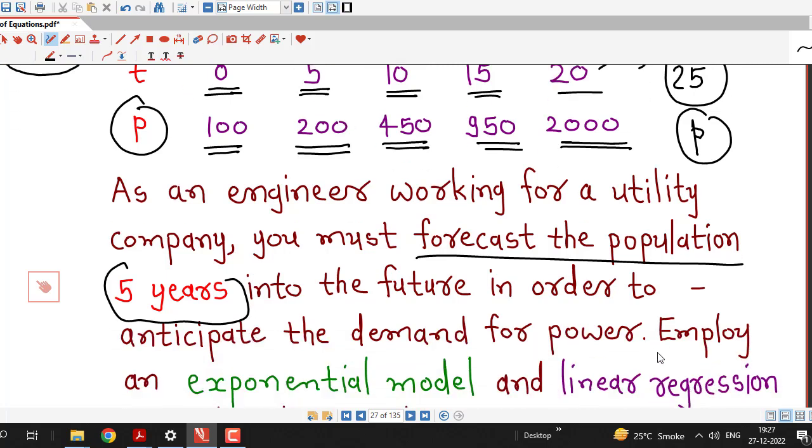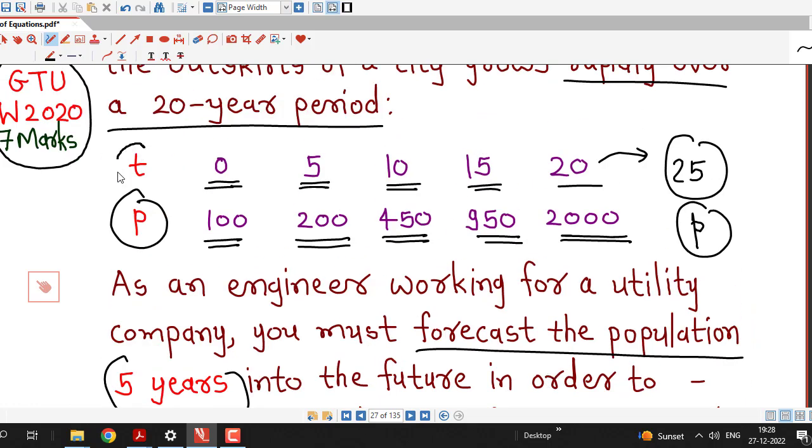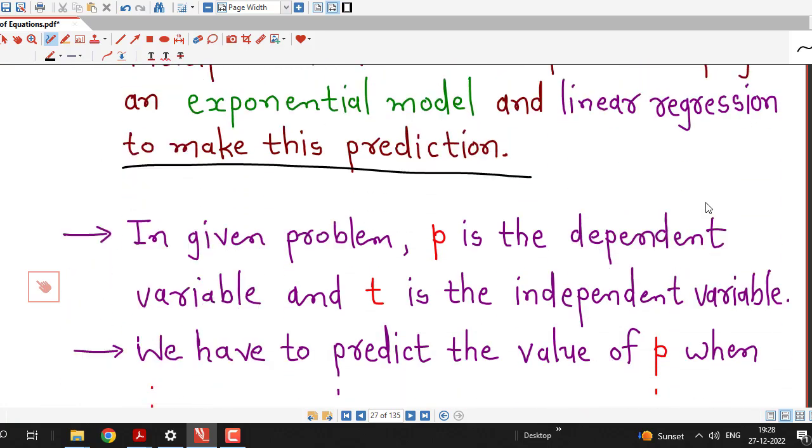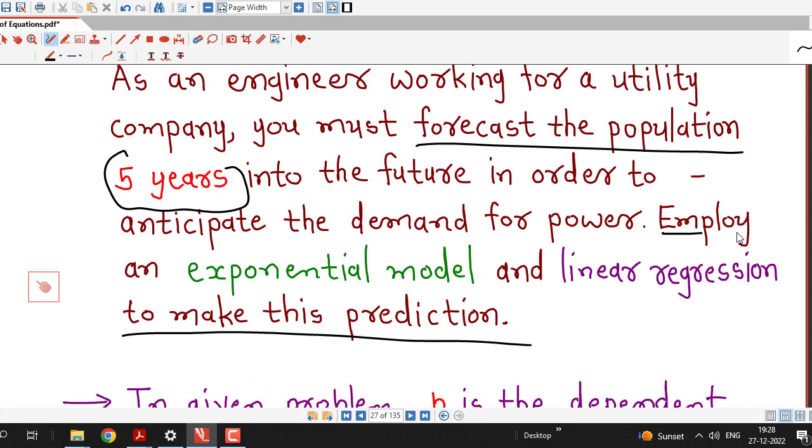So for that you have to employ an exponential model and linear regression to make this prediction. So in short, we are given values of time t in years, and corresponding population values are given for t equal to 0 to 20 years, and using this data we have to predict the value of population corresponding to t equal to 25. So here I have written all these things in given problem. Small p is the dependent variable, t is the independent variable. We have to predict the value of population when t equal to 25 years.